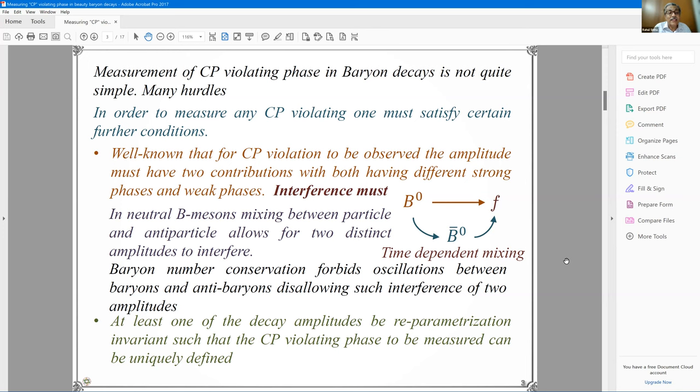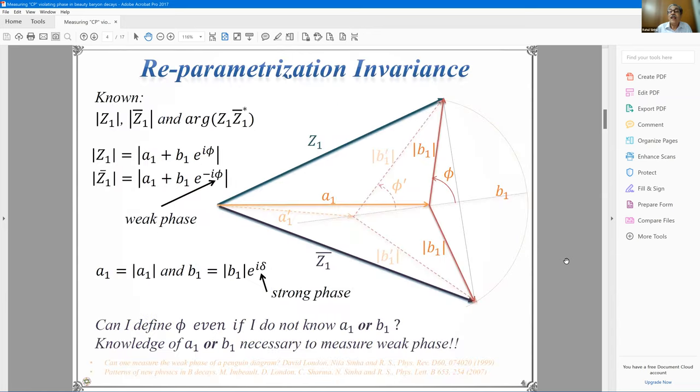In addition to this, there is another important thing which is less emphasized in the literature. That is, at least one of the decay amplitudes must be reparameterization invariant, such that the CP violating phase to be measured can be uniquely defined. I'll just spend a few minutes on this issue, because what happens in mesons is that you have the two magnitudes of the amplitudes.